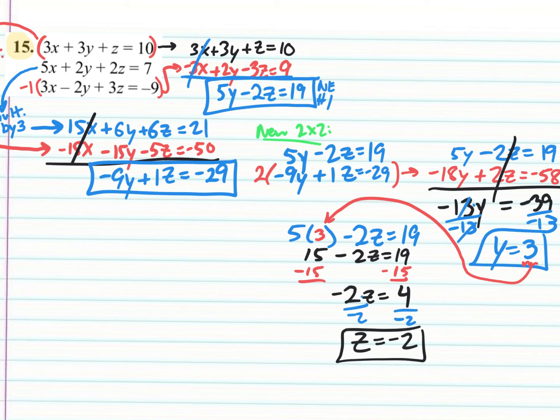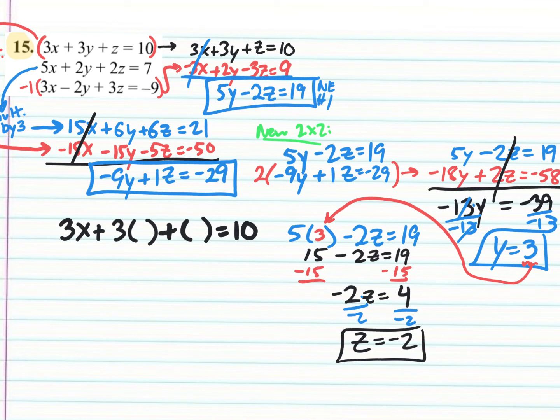Top one, okay. The top one reads 3x. Do I have the x? No. So I'm just going to write 3x. And then plus 3y. Do I have the y? Yes, I do. So I'm going to put parentheses. Do I have the z? Yes, I do. I'm going to put parentheses. And then equals 10. That's what the top equation says. All I did was rewrite it, but instead of the y and the z, I put parentheses right here.